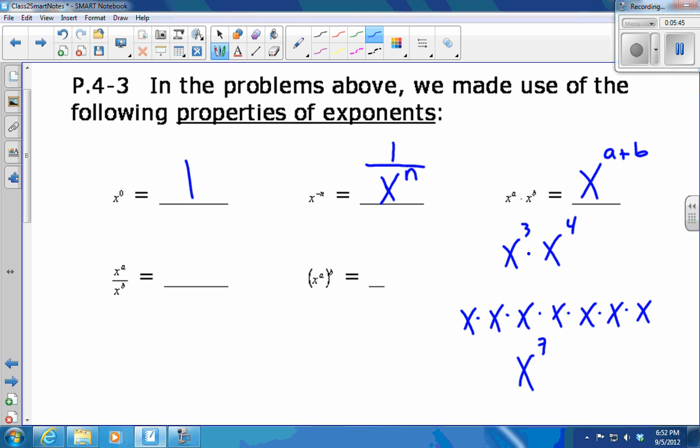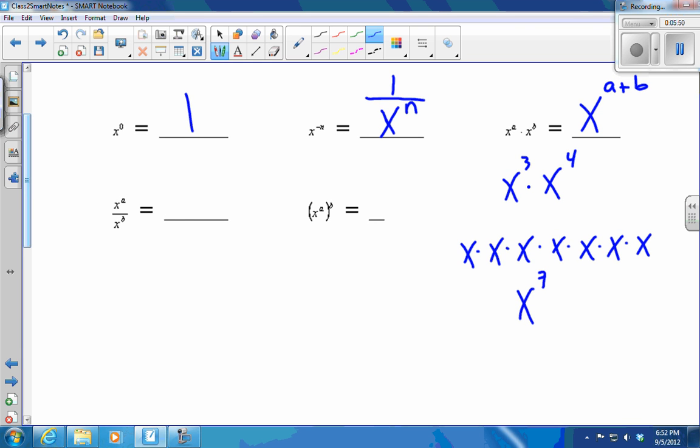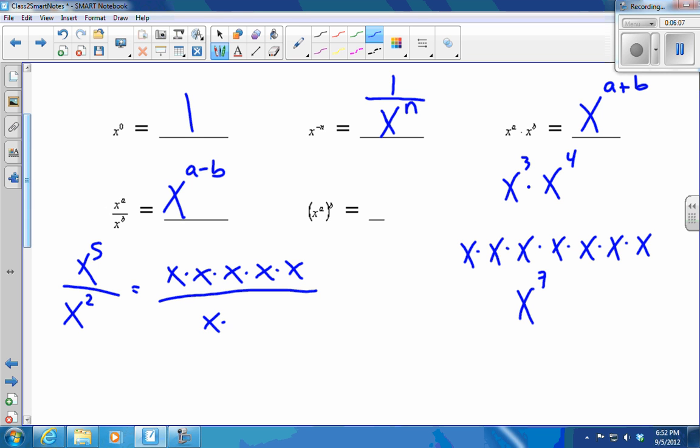All right, what if I have x to the a over x to the b? Yep, good. x to the a minus b. Similar argument is over there. If I had x to the 5th over x squared, this means x times x times x times x times x. The denominator means x times x. Do my favorite thing and cancel, and you get x cubed. And 5 minus 2 gives you the 3.